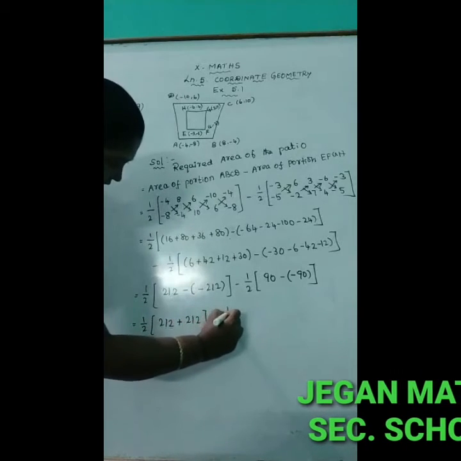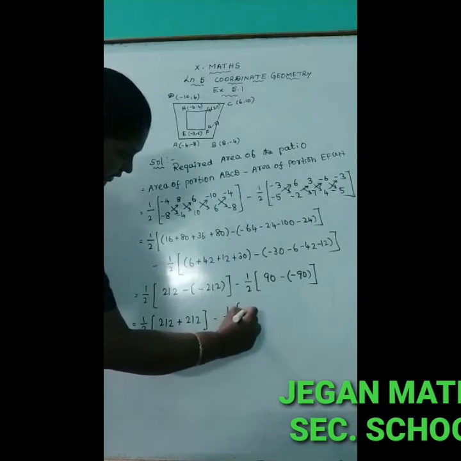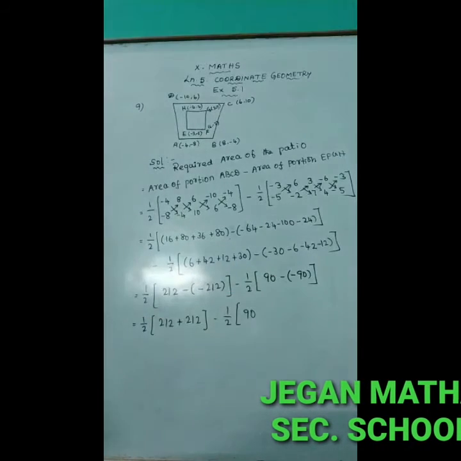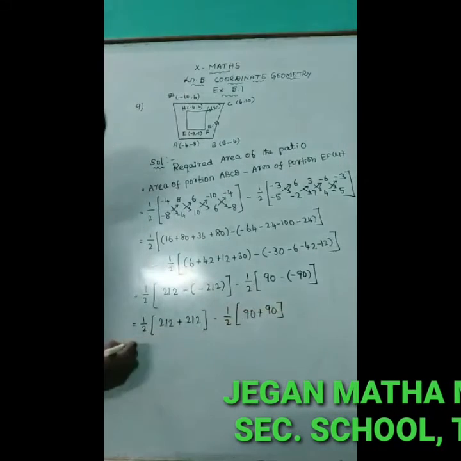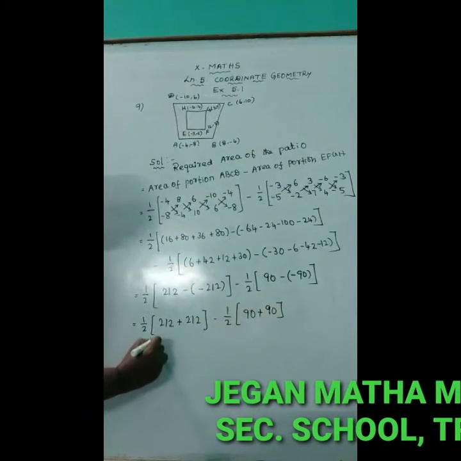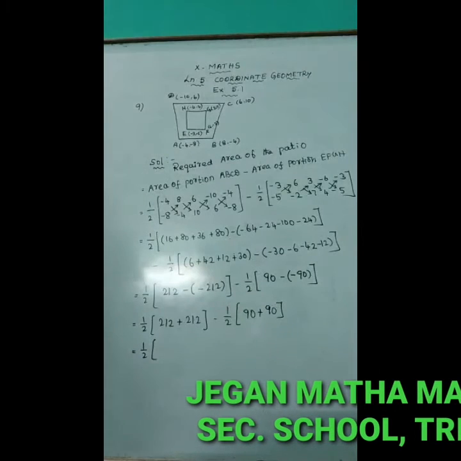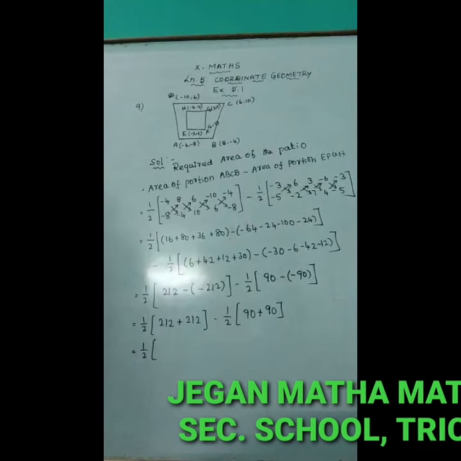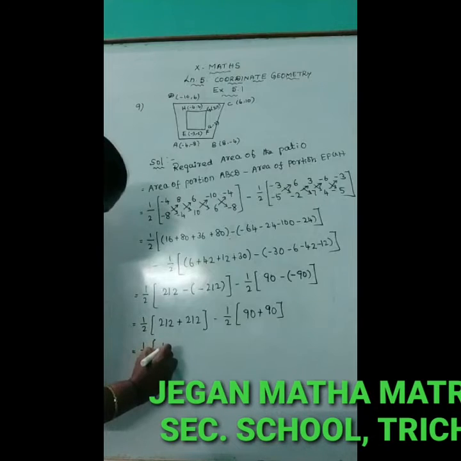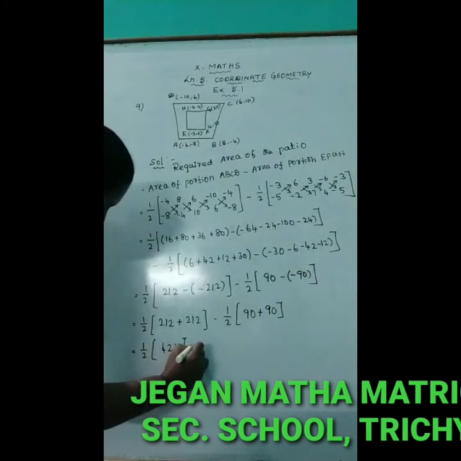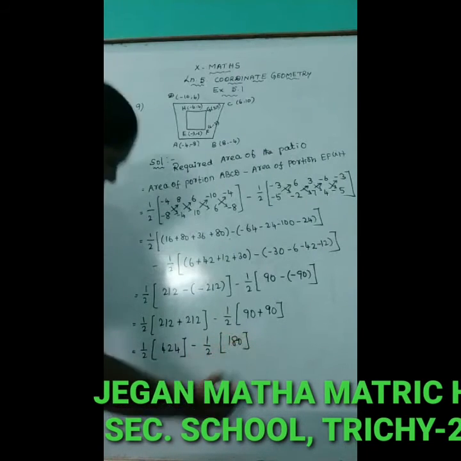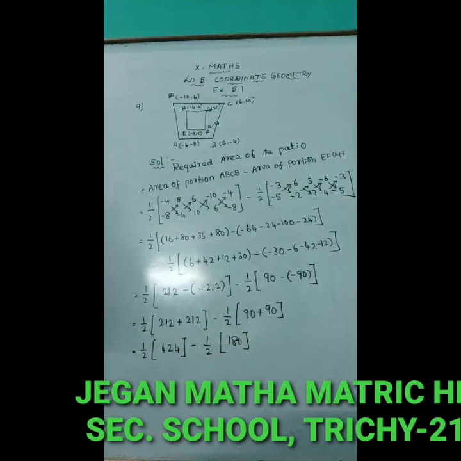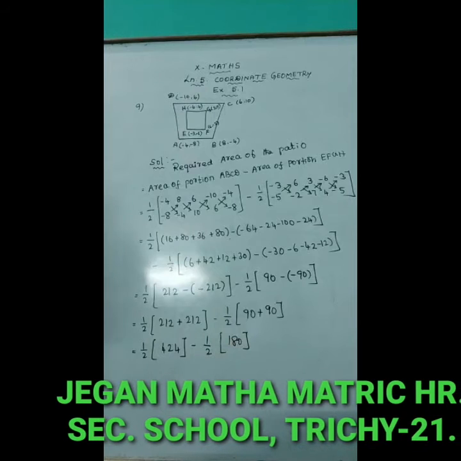This is one portion. Next, 1 by 2 into 90 minus of minus plus 90, so plus 90. So we have 1 by 2 into 212 plus 212, we have 424. So 424 minus of 1 by 2 into 90 plus 90, 180.